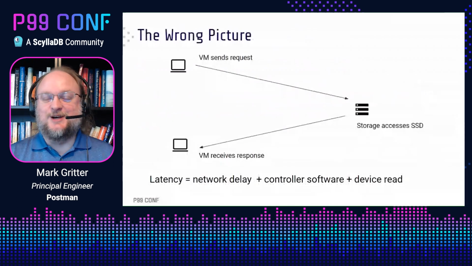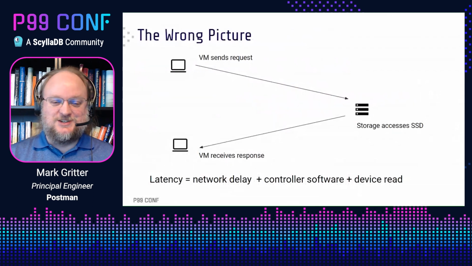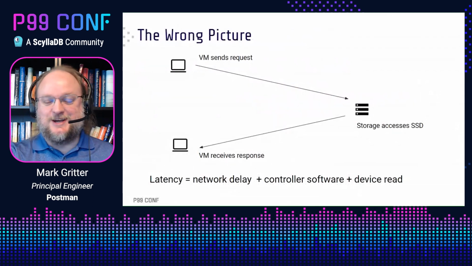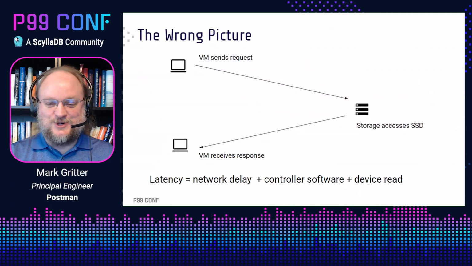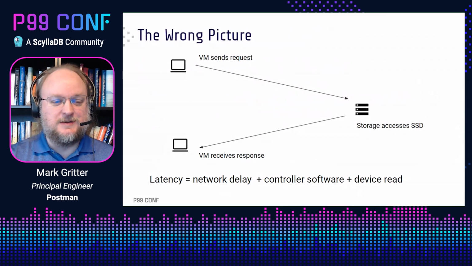Most of the time, a virtual machine feels like real hardware. So the virtual machine sends a request to storage, it goes over the network, the controller looks at it, dispatches it to flash storage, and sends the response back. So latency is the combination of network latency, controller overhead, and device speed, correct? But this is the wrong picture to explain what's actually going on.